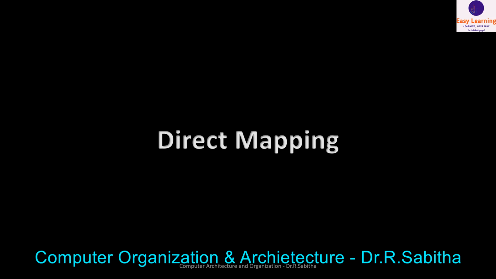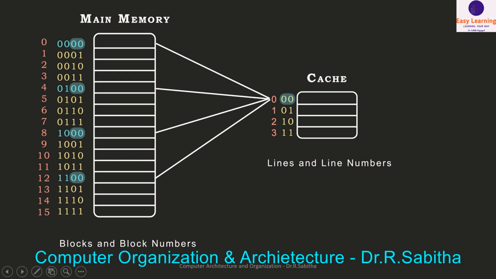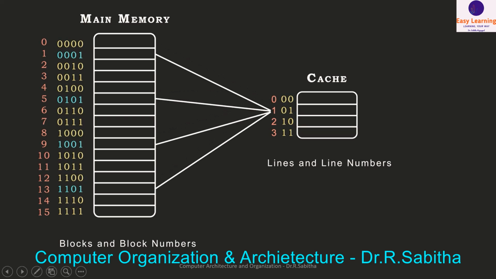In this video, we will be learning how direct mapping works. As the name says, direct mapping is where the blocks of the main memory are directly mapped into your cache. So here, you have block and block numbers for your main memory and your line and line numbers. So you are going to use this direct mapping where the block which has the least significant bits 0, 0 will be directly mapped to your cache. The ones which have the least significant bits 0, 1 will be mapped to cache line 1 and so on. So this is the concept of direct mapping.